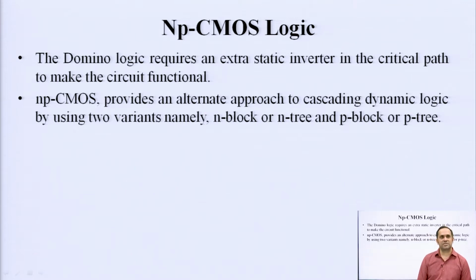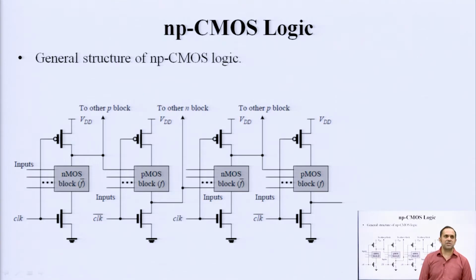So, let us discuss the np-CMOS technique. It largely uses two elements, one is what is known as the N block or N tree, another is the P block or P tree. As the name suggests, the N block is going to consist of NMOS transistors and the P block is going to have P channel MOSFETs. This is how the general structure looks.